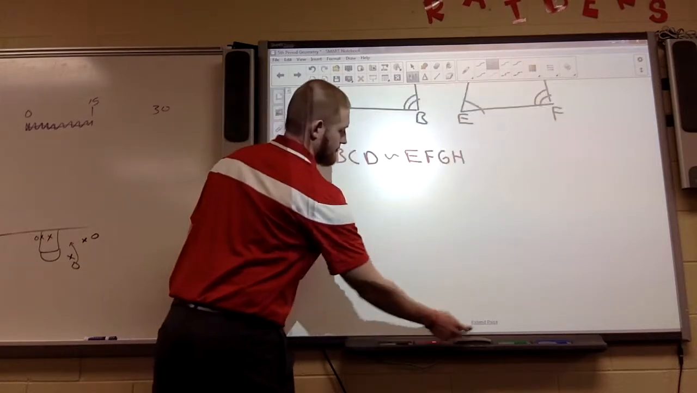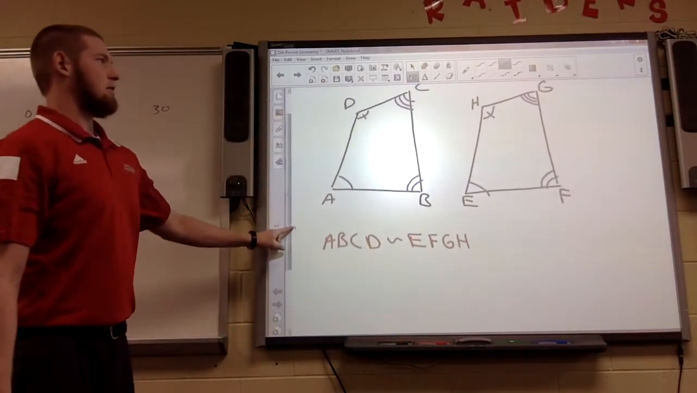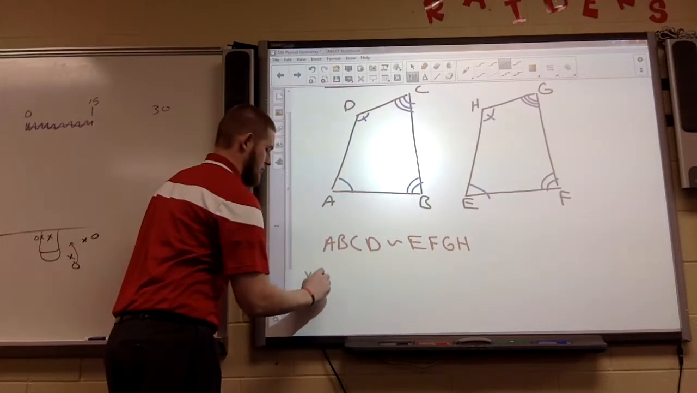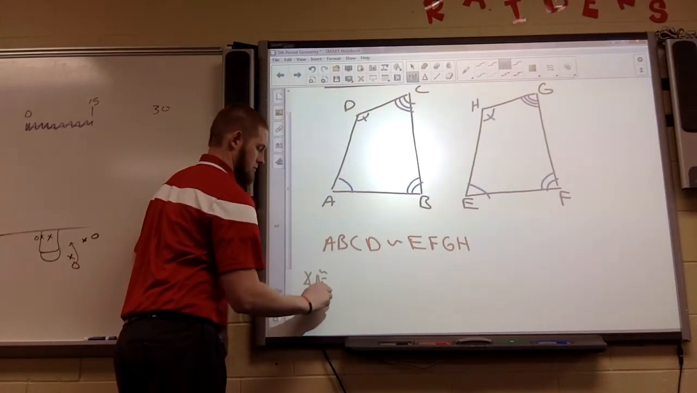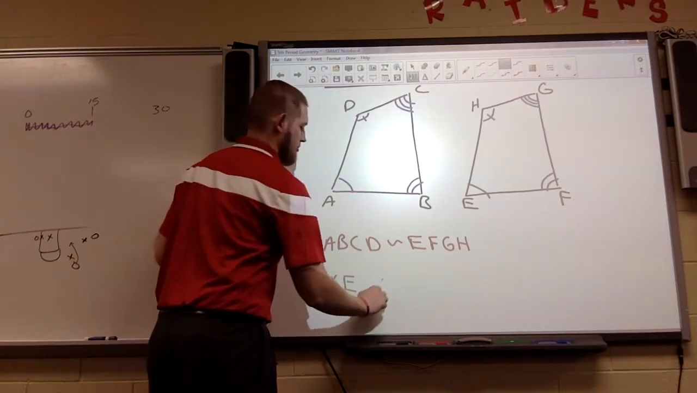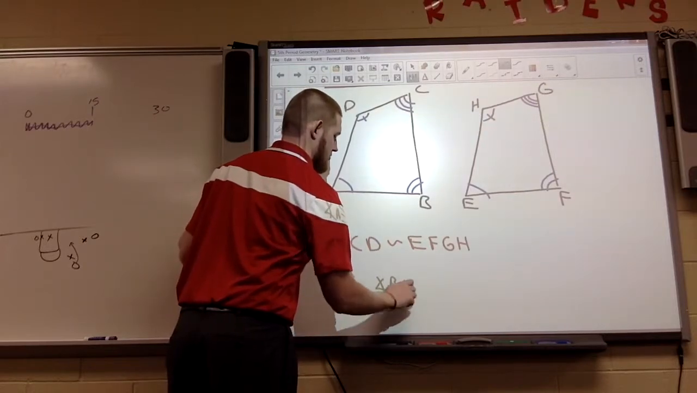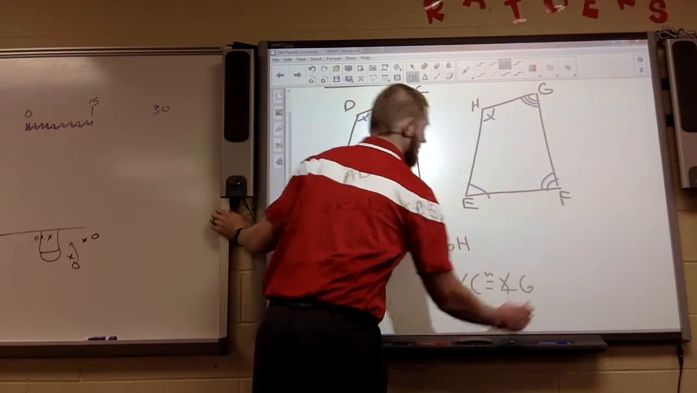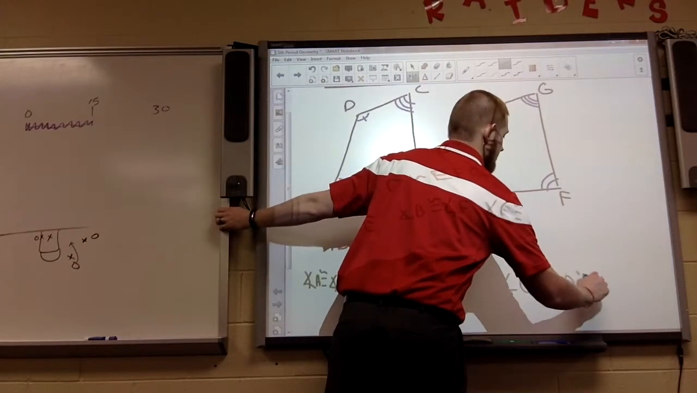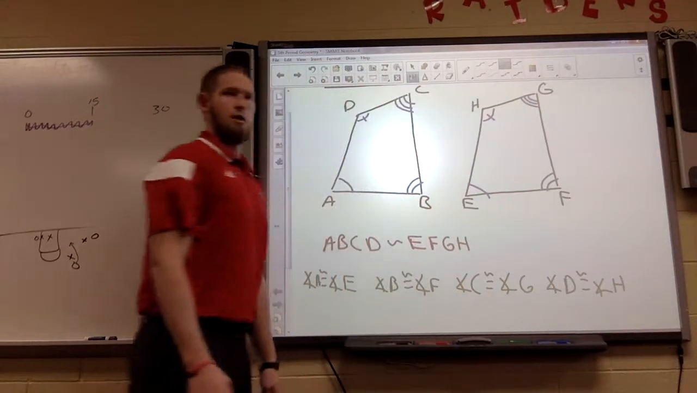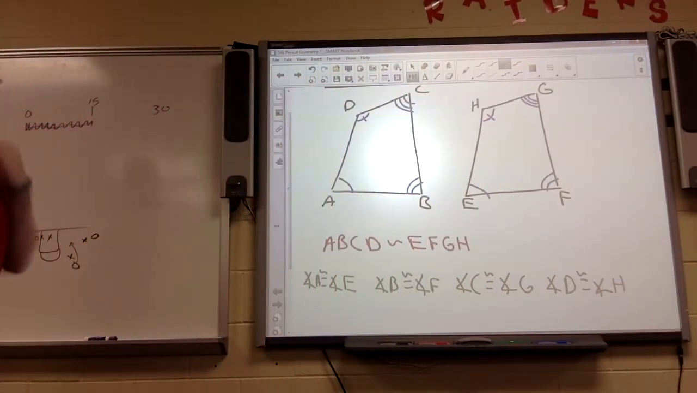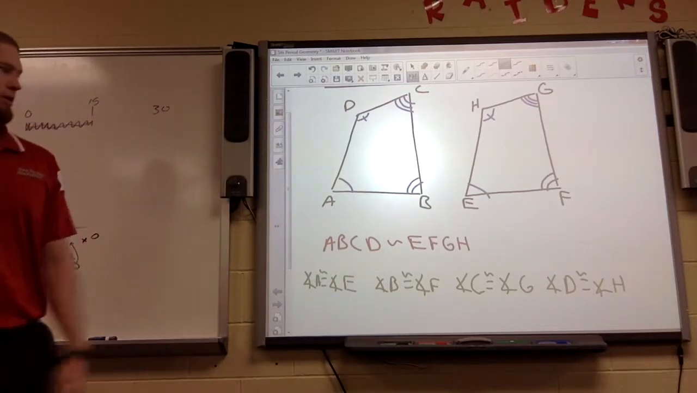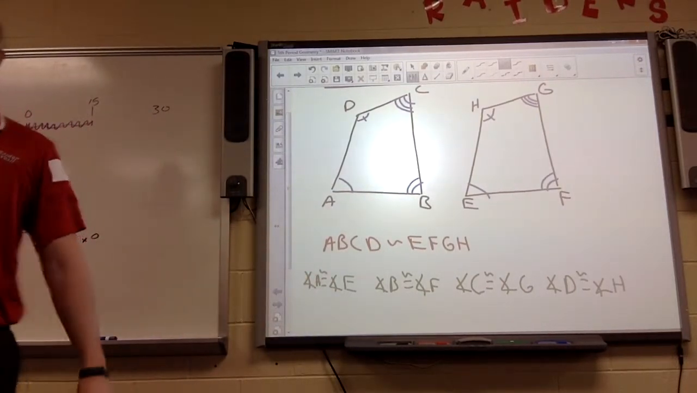Another thing they might ask you for is they might ask you to state or list all the congruent angles. Well, angle A is congruent to angle E. Angle B is congruent to angle F. Angle C is congruent to angle G. And angle D is congruent to angle H. Okay, is that it? Yeah. So there we just listed our angles out, what was congruent.